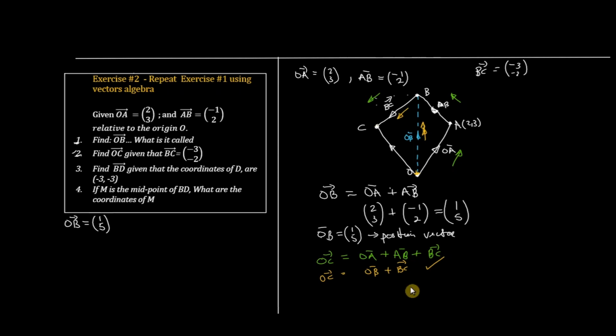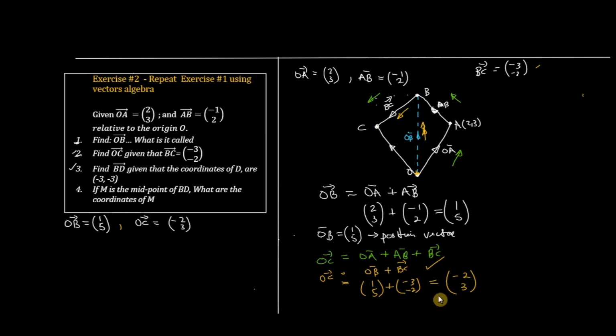And since you don't have the luxury of time in your exam, I'm proposing that you always take the shortest path from your starting point to your destination. So in this case, I'll write pictorially OB, which is (1, 5). I have the value of these vectors, plus BC, which is (-3, -2). So I could write OC as being equal to 1 minus 3 is minus 2, 5 minus 2 is 3. So OC we found to be equal to (-2, 3).